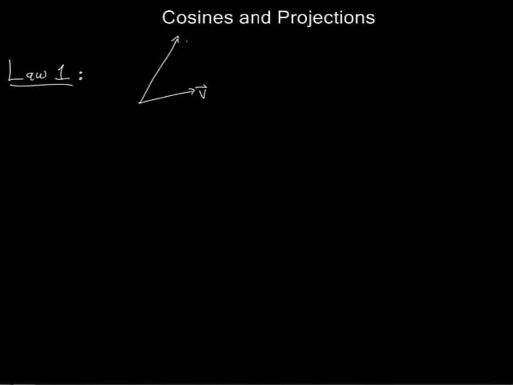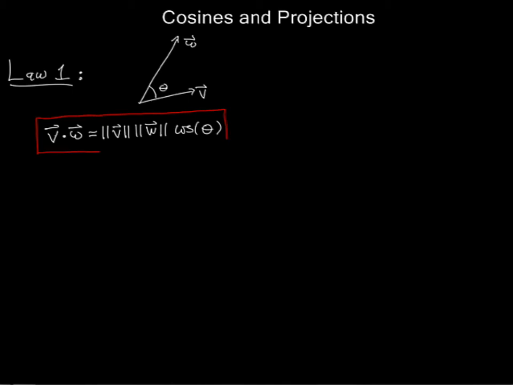Okay, so here's the first law relating this business. Suppose you have two vectors v and w with an angle between them. Take their dot product. Well, the law says that the dot product has the following formula. It's the length of v times the length of w times the cosine of the angle between the two vectors. Well, that's kind of interesting. So another way to write this is a formula for the cosine, which is to say the cosine can be computed as v dot w over the length of v times the length of w.